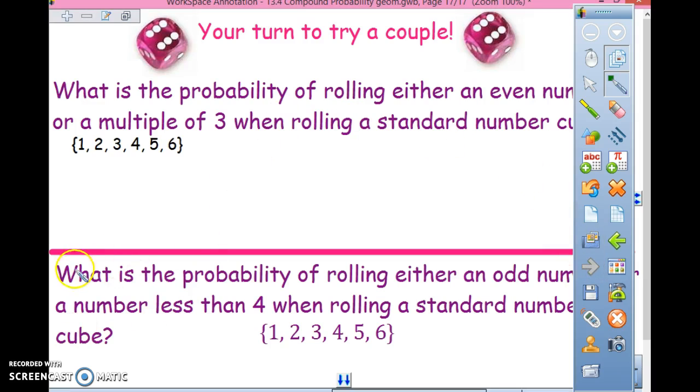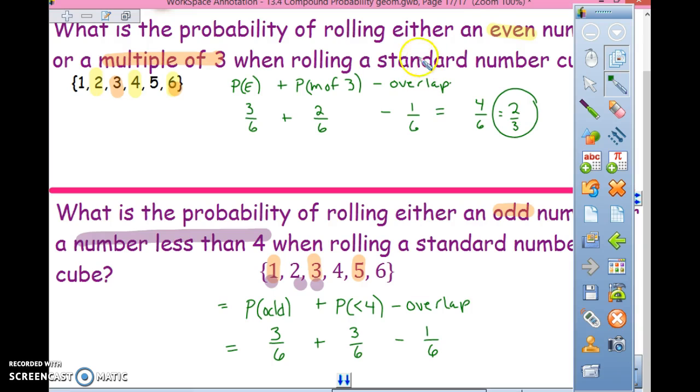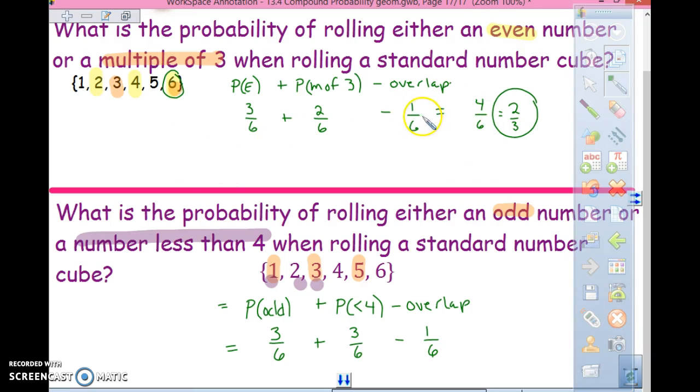Pause the video and wait for the answers on these two questions. In the top example, we have one item that is overlapping. 6 is even and it's a multiple of 3, so we have to subtract that out. And 3 does the same thing on the bottom.